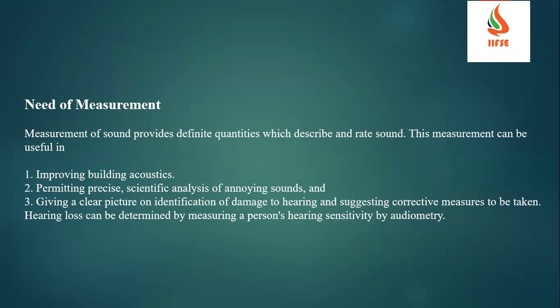It permits a precise scientific analysis of the annoying sounds and gives a clear picture for identification of damage to hearing, or suggesting corrective measures to be taken. Hearing loss can be determined by measuring a person's hearing sensitivity with an audiometer. So it gives us values for the analysis, and also identification of damage to the hearing and suggesting corrective measures to be taken. Once you have identified it, it is easy for us to take the corrective measures for the hearing loss.